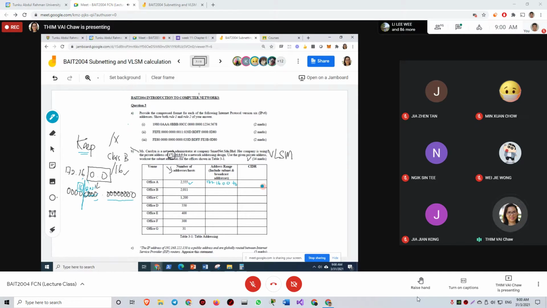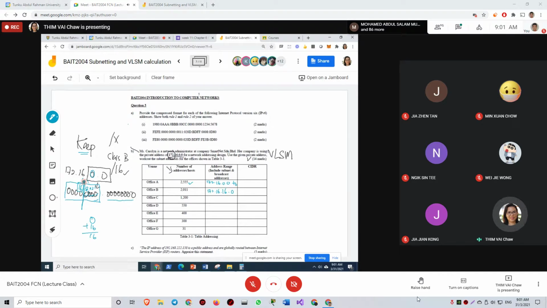Okay, hold on that. So the magic number is 16, and the byte affected is your third byte. So that's why I'm using the 0. I'm using 0 plus 16, I get 16. So my new address range here is 172.16.16.0, because for the network address the host portion bits are all 0. That's why I straightforwardly put 0 already. I no need to think about that.